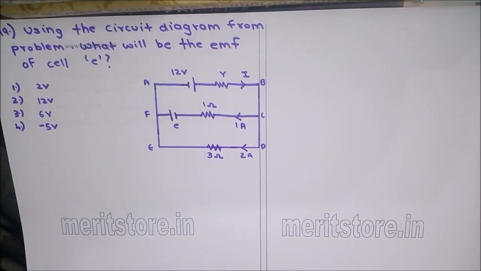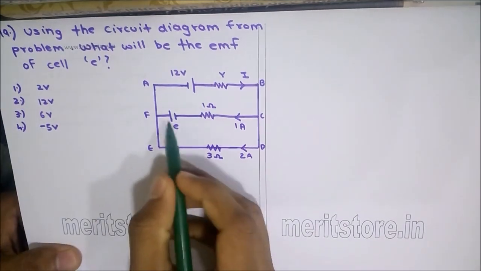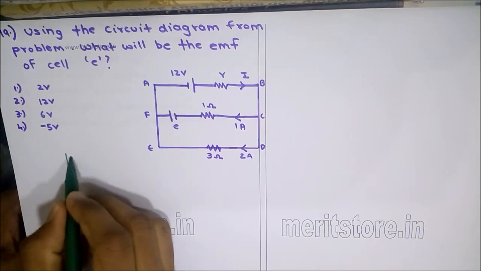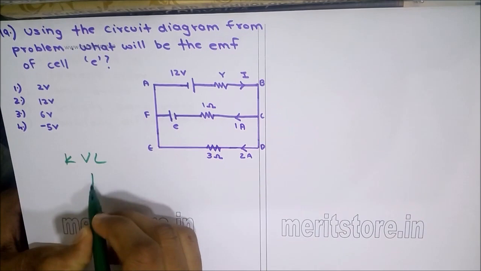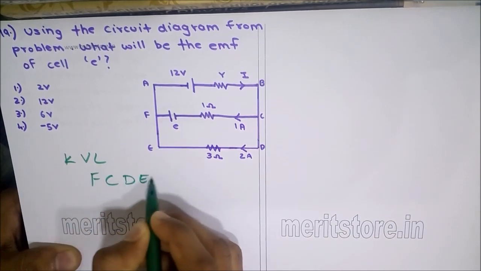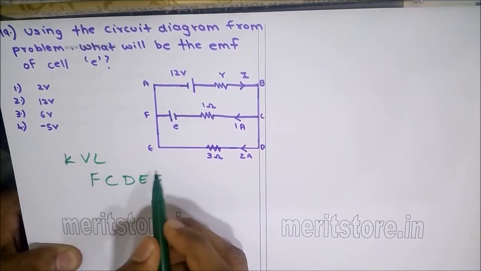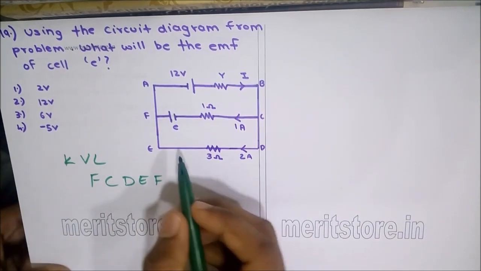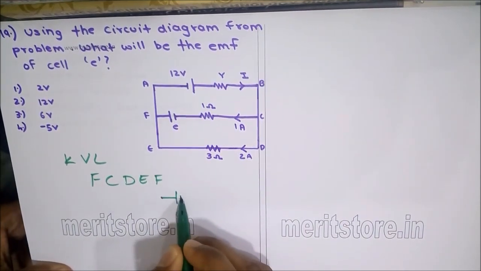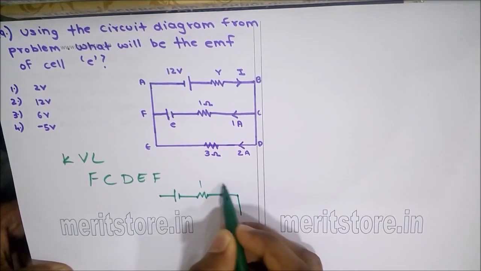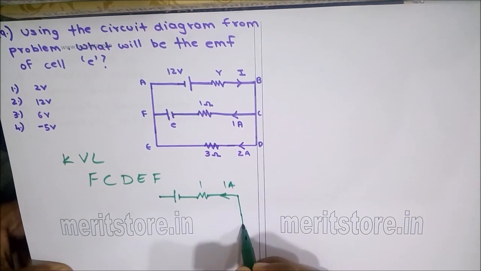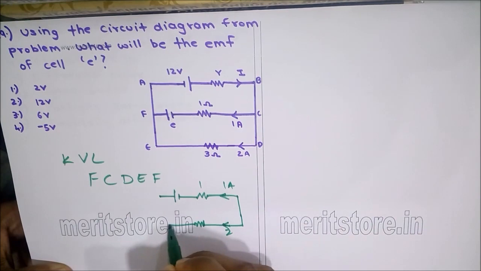Using the circuit diagram from the problem, what will be the EMF of the cell E? In order to find out this EMF, let us apply Kirchhoff's voltage law for the loop FCDEF. Now in this loop, there is an EMF cell E, a 1 ohm resistor with current of 1 ampere flowing through it, and there is a 2 ampere current flowing through a 3 ohm resistor.